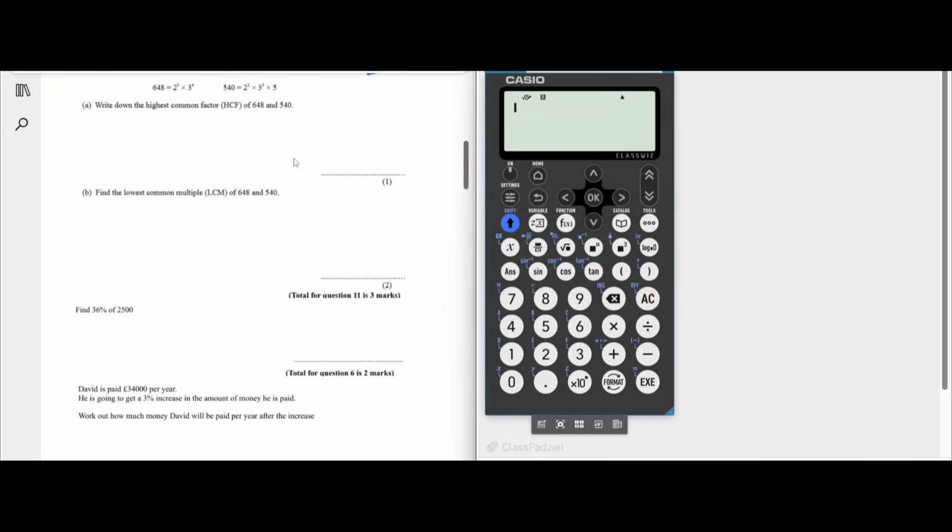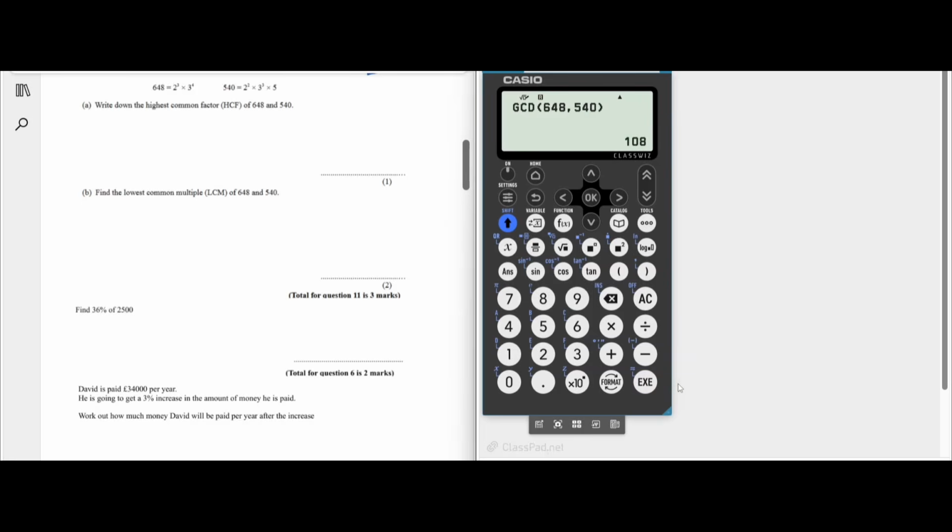So we've got 648 written as a product of its prime factors and 540 written as a product of its prime factors. You don't even need to use that. You do it in exactly the same way. So we're going to hit catalogue again, numerical calculation, highest common factor, which is GCD, and then we're going to click 648 again, comma, so shift right bracket, 540. You can even write it in as its product of prime factors. It will still work that way as well. Press enter. There we have it.